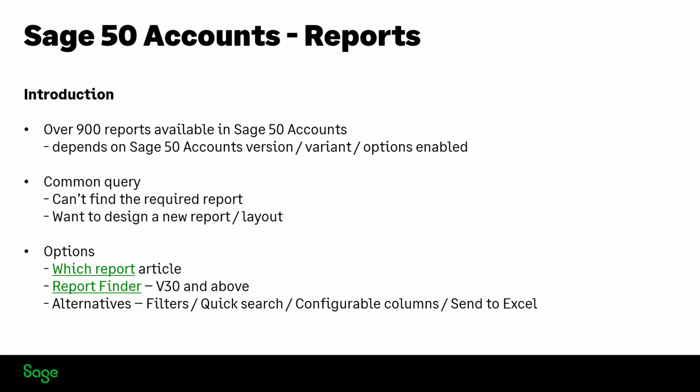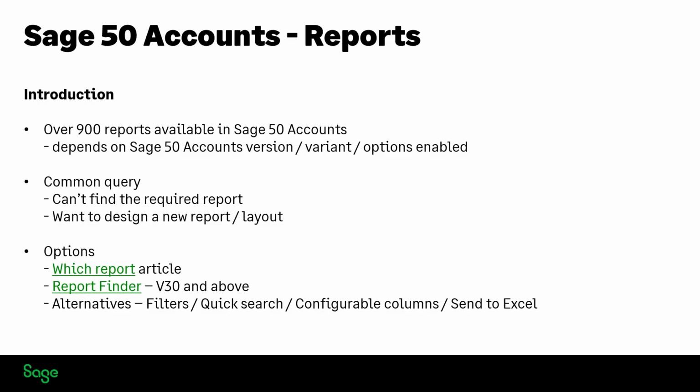So to help you find it in recent versions, there are a number of resources available to you. There's the Which Report article, which has been around for a little while now. It's available from our help center. Obviously that link will work if you've downloaded it. I'll show you that in a moment. And the idea with that is it helps you identify the report that you need to run.